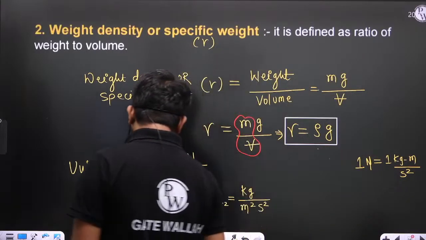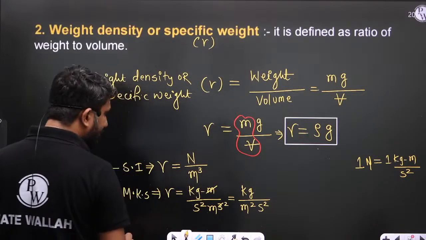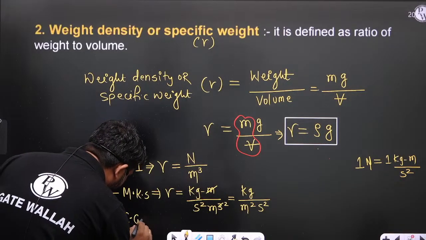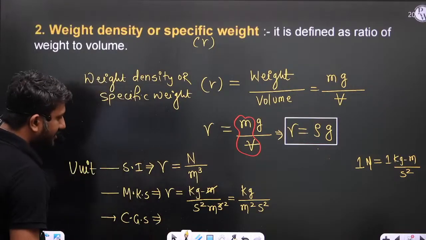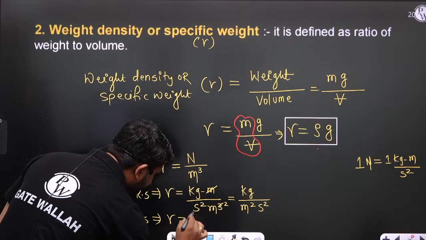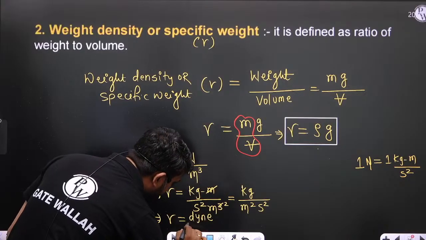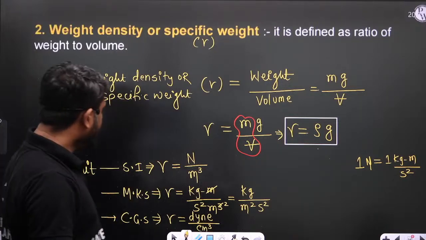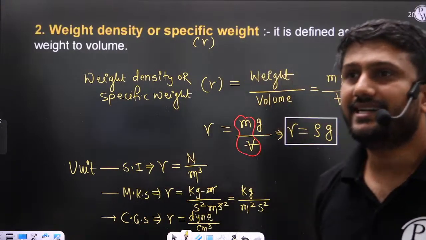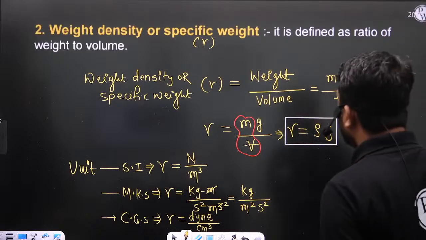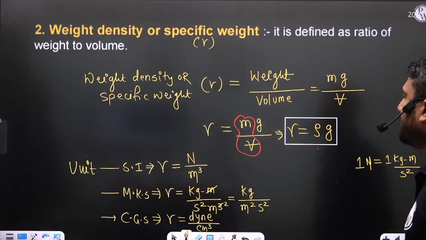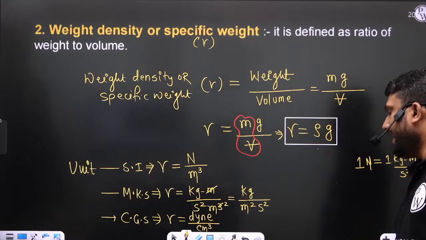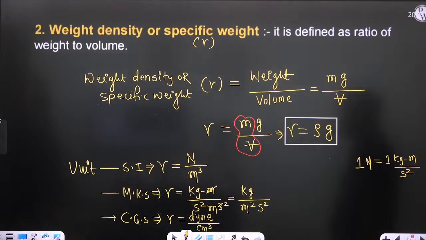So this is the MKS unit. Now come to the CGS unit. What is the CGS unit? The CGS unit is dyne per centimeter cube. This is the weight density unit. SI unit Newton per meter cube. MKS unit kg per meter second square. And the CGS unit is dyne per centimeter cube.